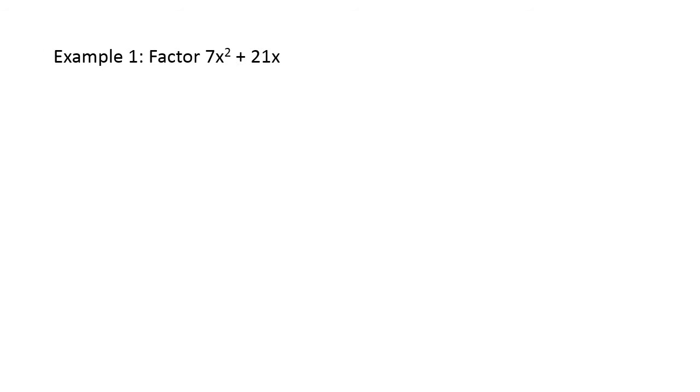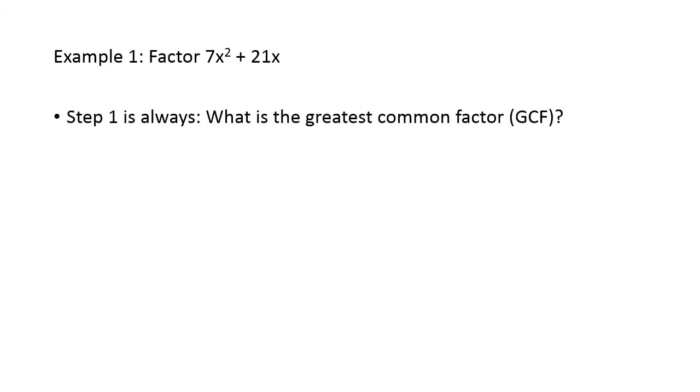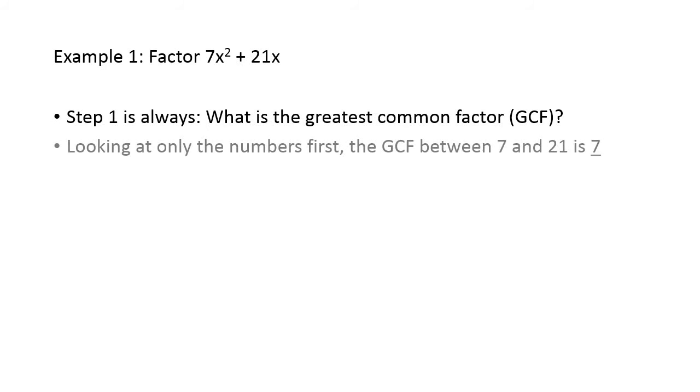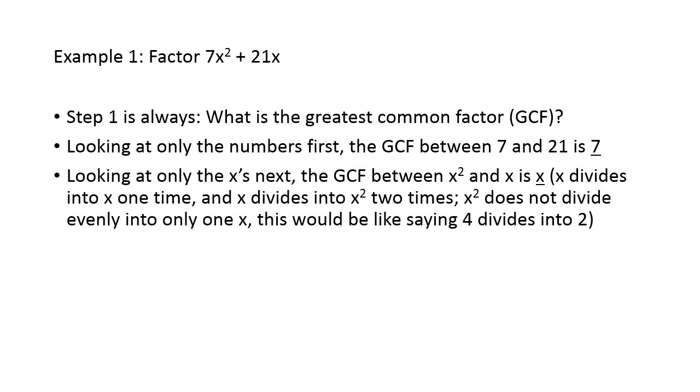Example 1. Factor 7x squared plus 21x. Step 1 is always, what is the greatest common factor, GCF? Looking at only the numbers first, the 7 and the 21, the GCF is a 7. Looking at only the x's next, the GCF between x squared and x is x. So x divides into x 1 time. X goes into x squared 2 times. X squared does not go evenly into only one x. This would be like saying 4 goes into 2.